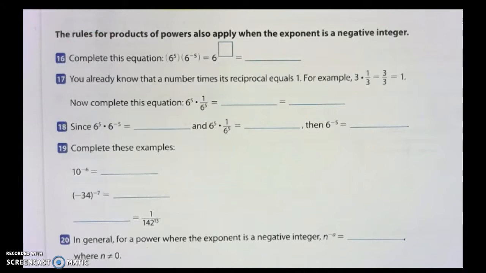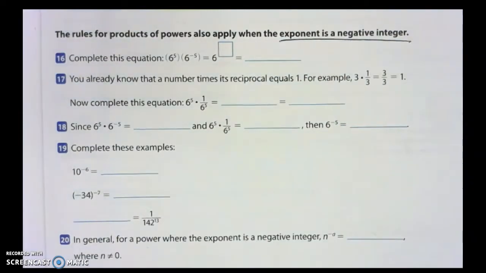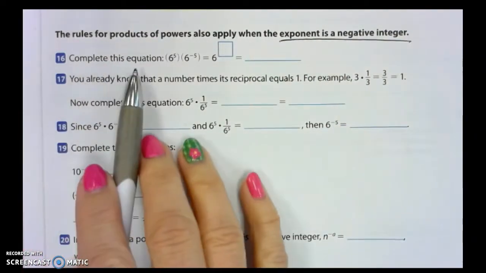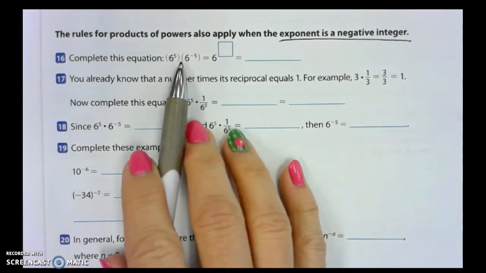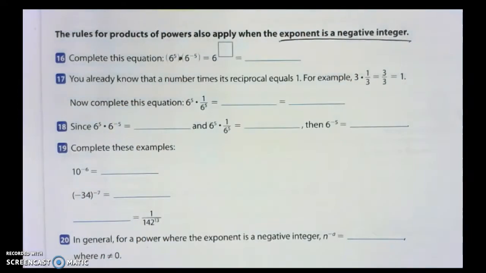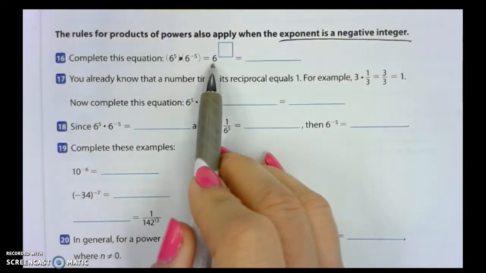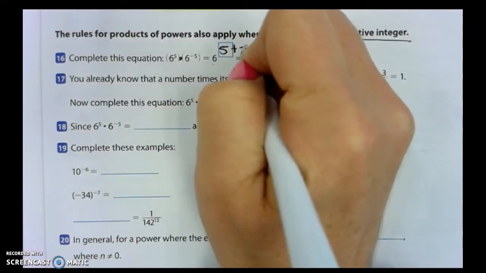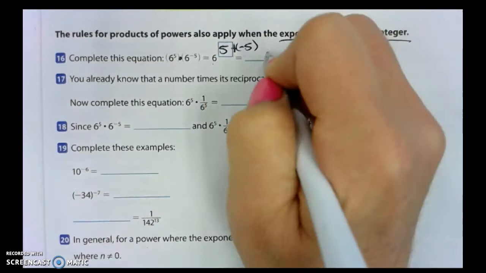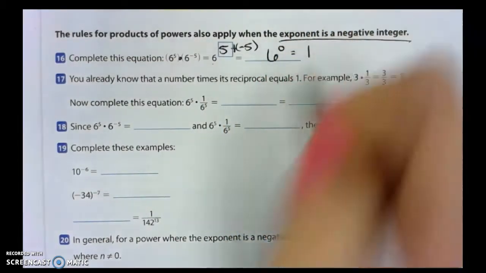Rules for products of powers also apply when the exponent is a negative integer. Now they're going to talk about negative exponents. Number 16, complete this equation. 6 to the 5th times 6 to the negative 5th. This is a product rule. You are keeping the base, that would be 6. You are adding the exponents, 5 plus negative 5, which makes 0, and 6 to the 0 is 1.